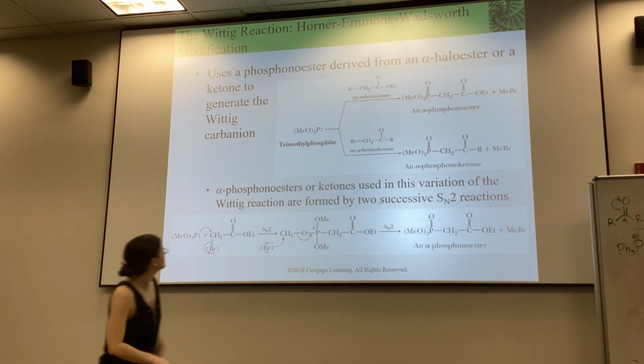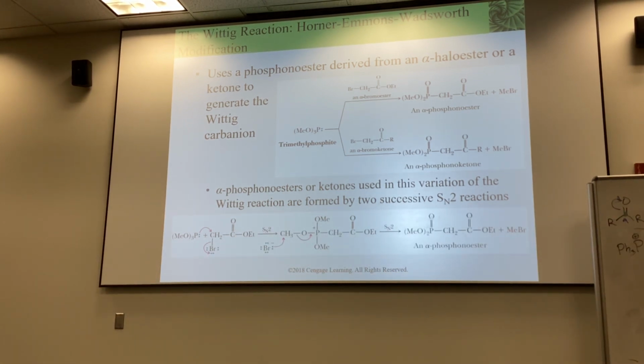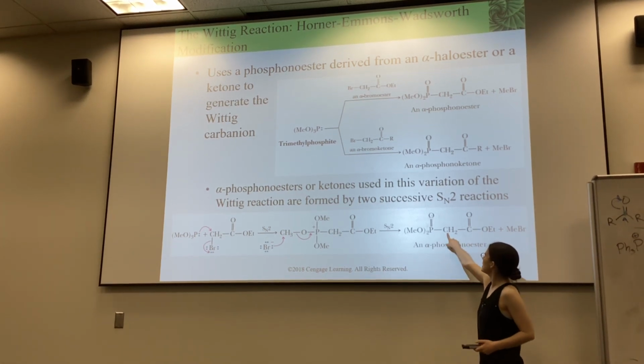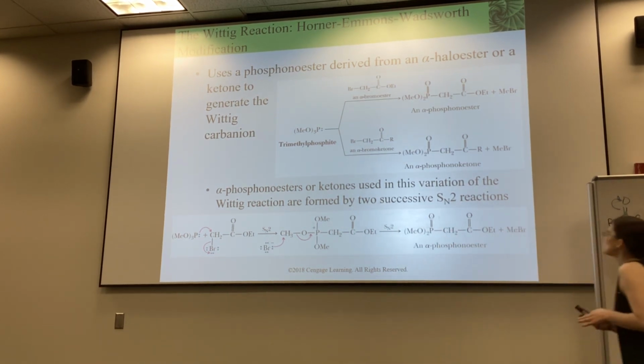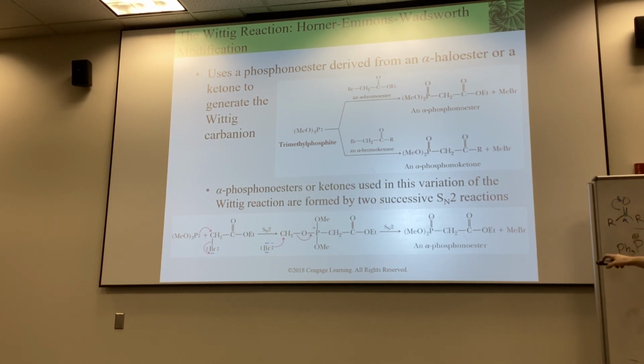So basically, you do, let me see. Okay, yeah, so this is just a modification on the Wittig reaction, which means this is pretty much how it happens. It's just that this is the way that we make this guy. And this guy acts as our carbon nucleophile. We use alpha phosphonoesters ketones. They're formed by 2 successive SN2 reactions.